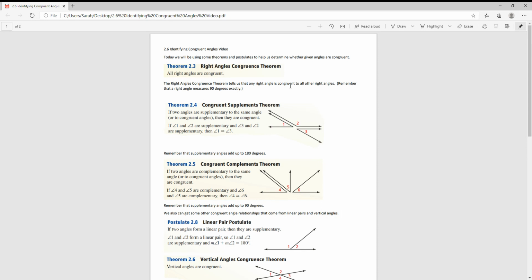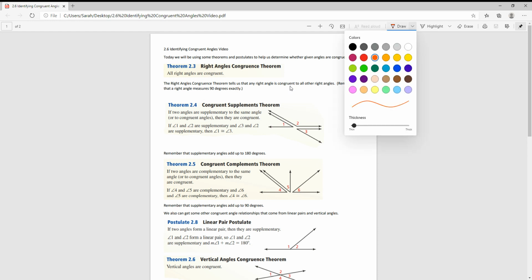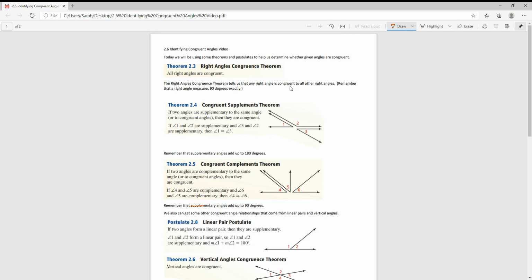also a right angle. The next two talk about relationships with complements and supplements, and I have one small typo here that I'm going to fix. This should say complementary, but we'll get there in a second. So the congruent supplements theorem, wow, that's a mouthful, says that if you have any two angles that are supplementary to the same angle or two congruent angles, they are congruent.